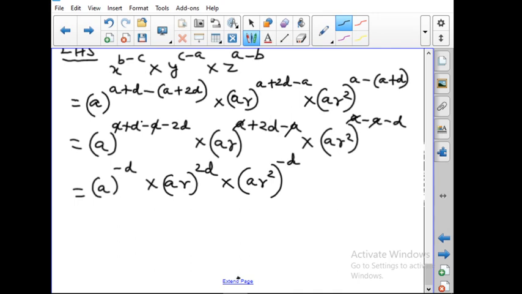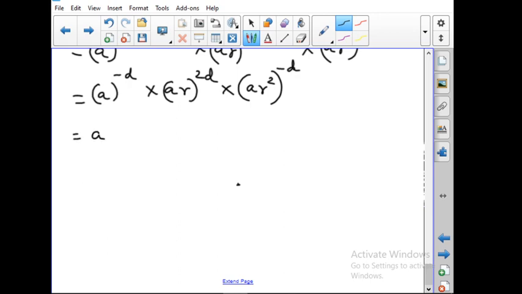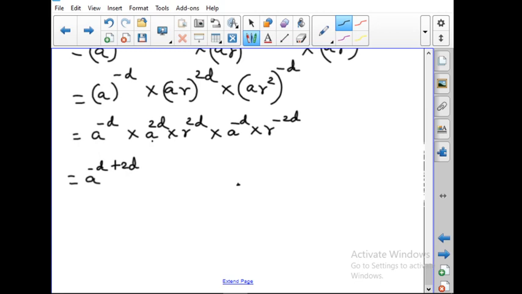Again we have to write like this. This one is A power minus D into, we can write A power 2D into R power 2D. Like this, here also A power minus D into R square means we have to multiply, so R power minus 2D we are getting. So we can take the A terms and the R terms. The base will be the same, so we have to add the powers. A is here what? Minus D. The second A is what here? Plus 2D.